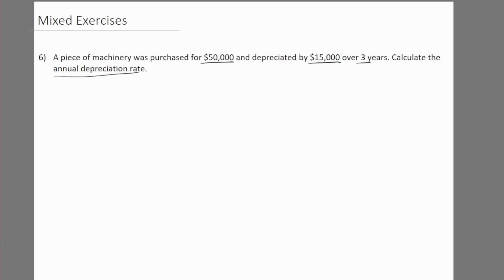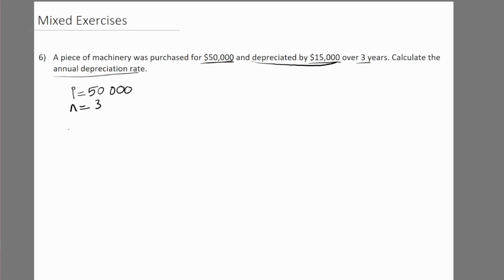Okay, so we're dealing with a depreciation scenario here. We know that it was purchased for 50,000, so the original amount is 50,000. Over the course of 3 years, so n is equal to 3, we had a depreciation of 15,000. So we know how much it depreciated by.